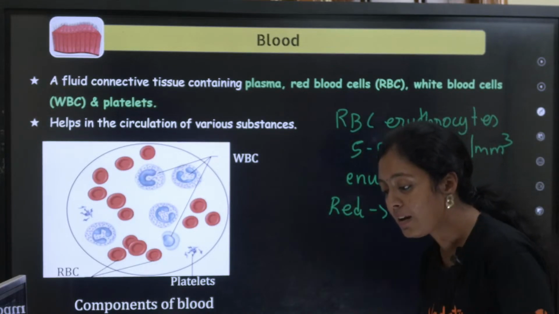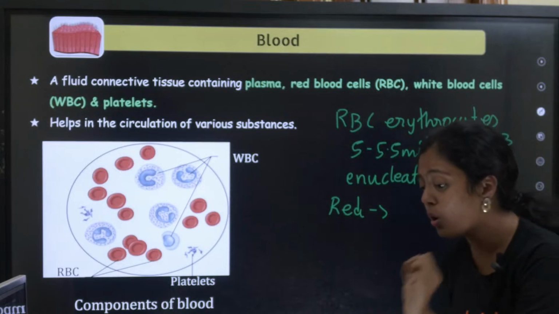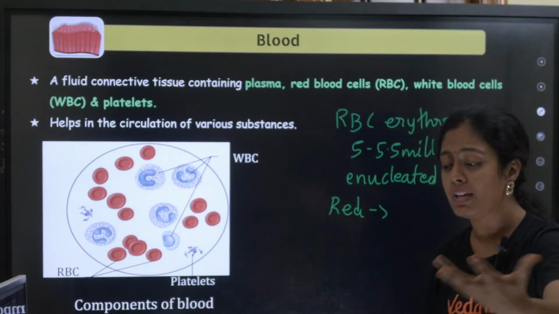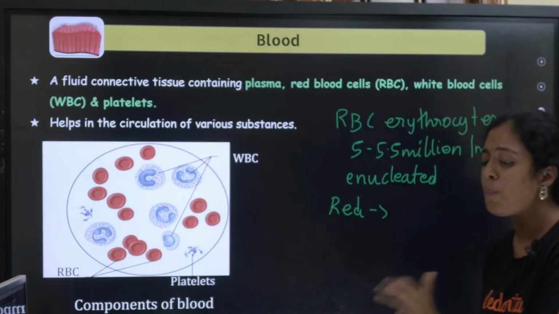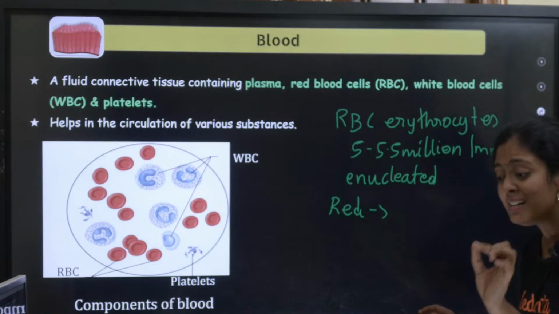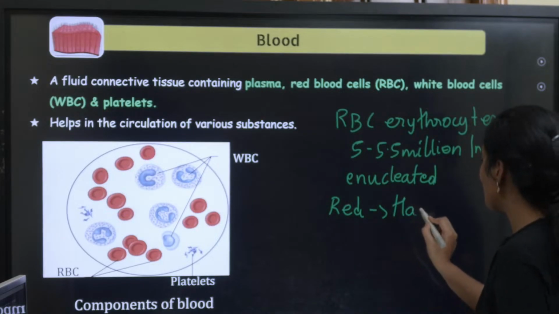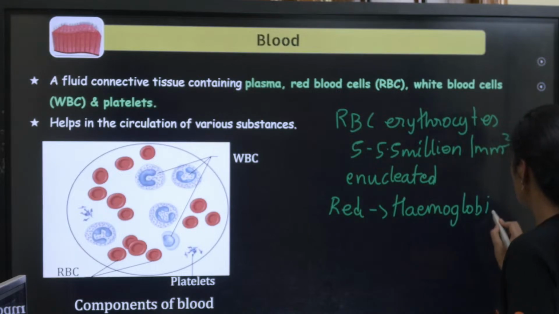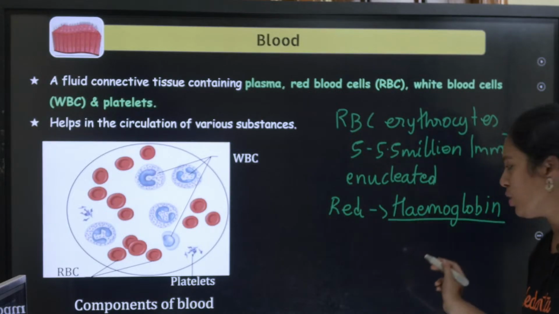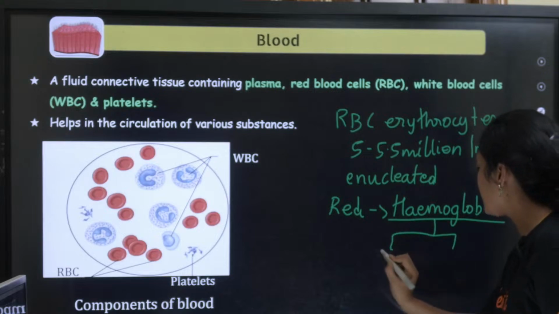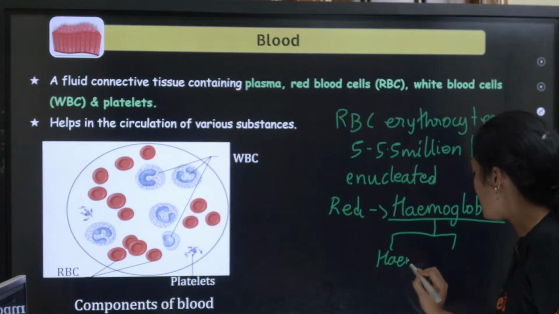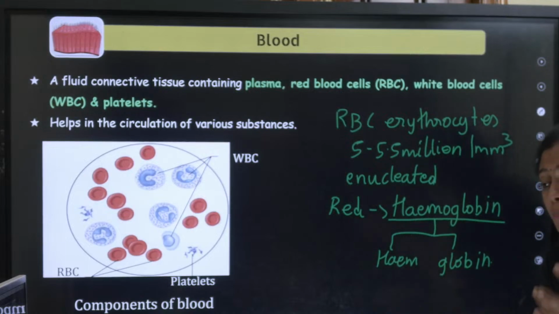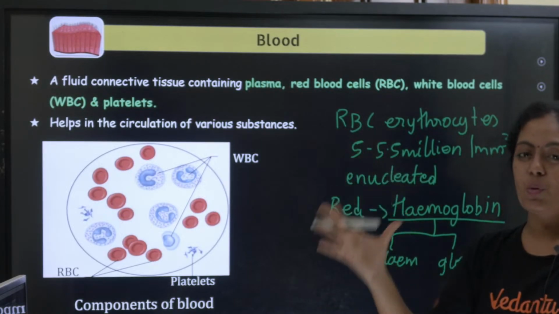They carry oxygen to the whole body, very good. Not just oxygen, even carbon dioxide is carried later on. Exchange of gases, superb. They are red in color because of the presence of a pigment called hemoglobin. This is all revision, and many of you know it, but we will quickly revise. Hemoglobin is made up of heme and globin. Heme is the non-protein part. Globin is the protein part.